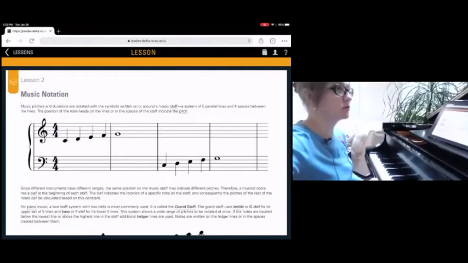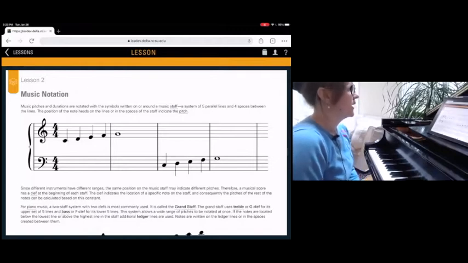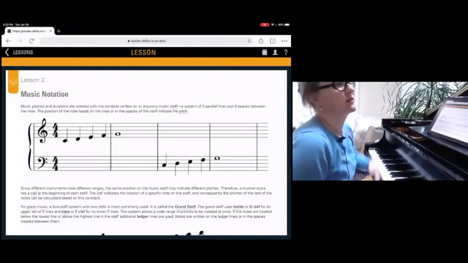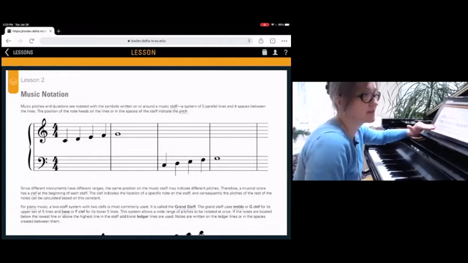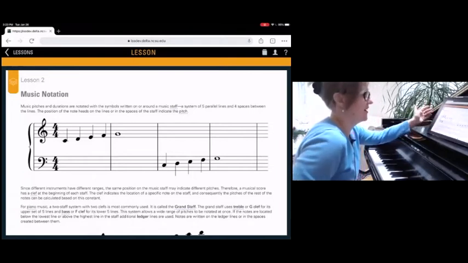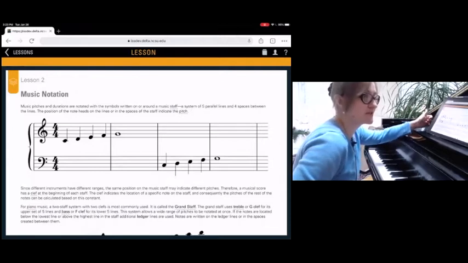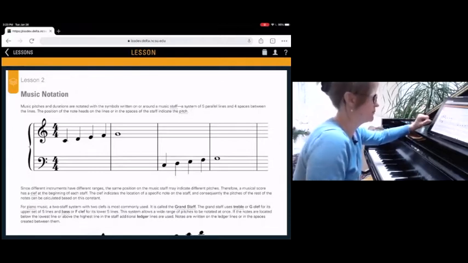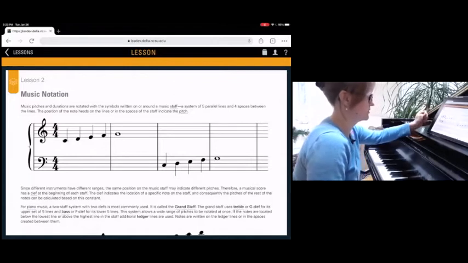Now we're going to look at lesson 2 and the music notation. The text in this lesson is very, very self-explanatory, and there are many videos. So please do watch all of the videos. They will be extremely helpful. But right now I'll just go over this material.